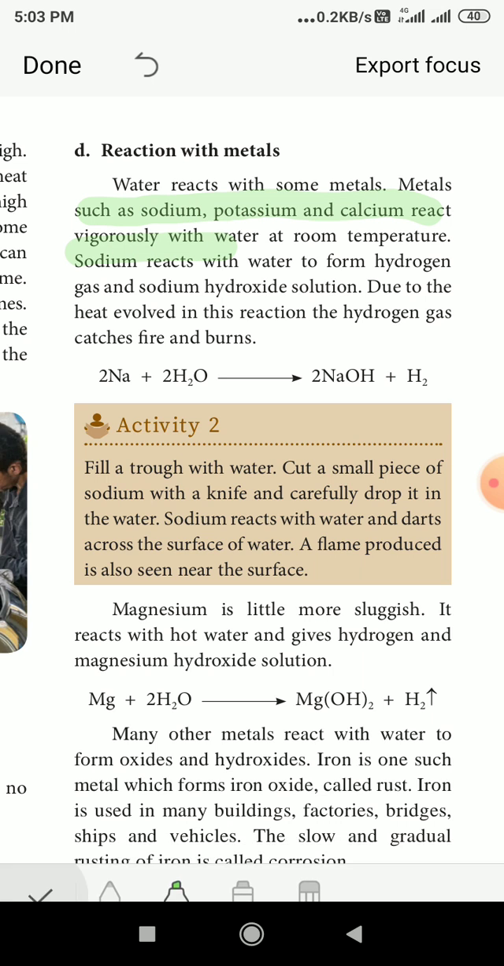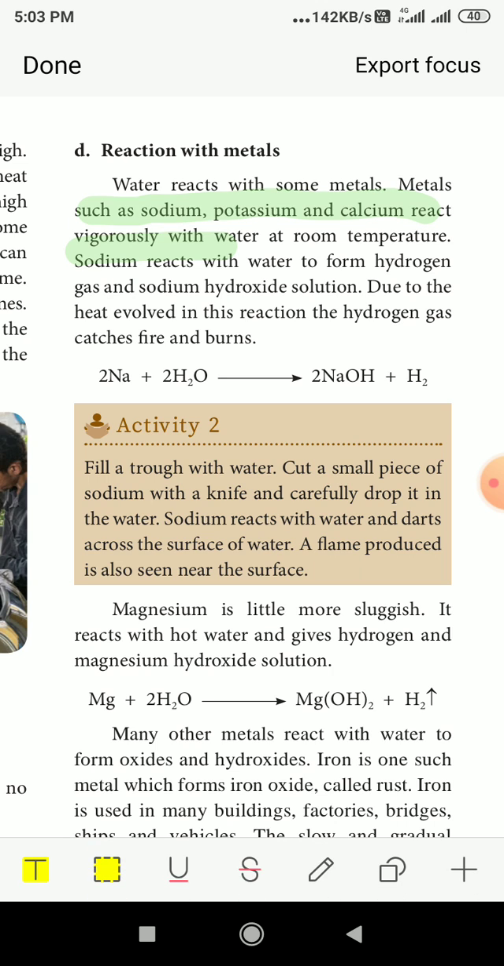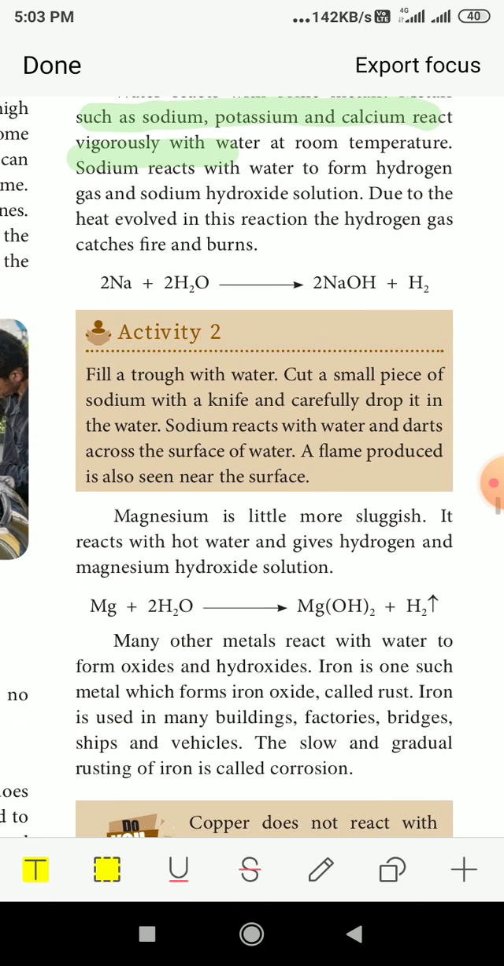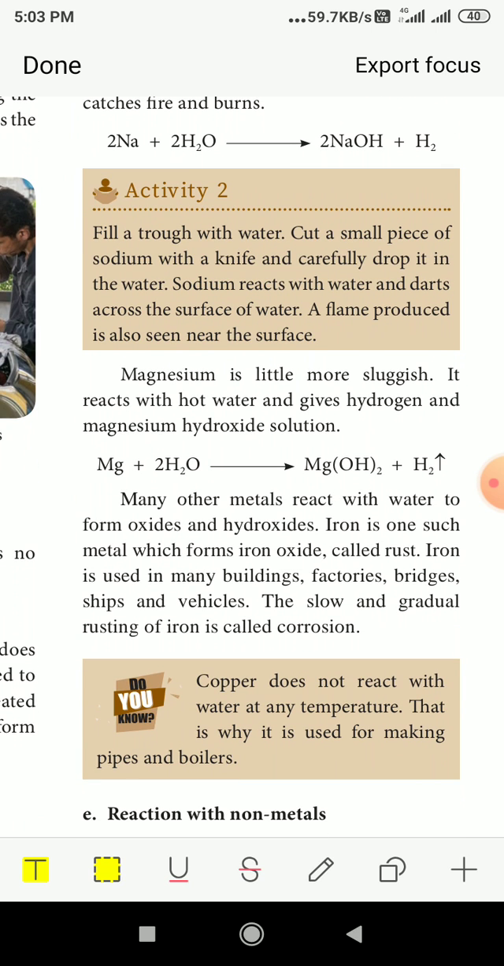Then magnesium is a little more sluggish. Sluggish means not a very fast reaction. It reacts with hot water and gives hydrogen and magnesium hydroxide solution. Many other metals react with water to form oxides and hydroxides.